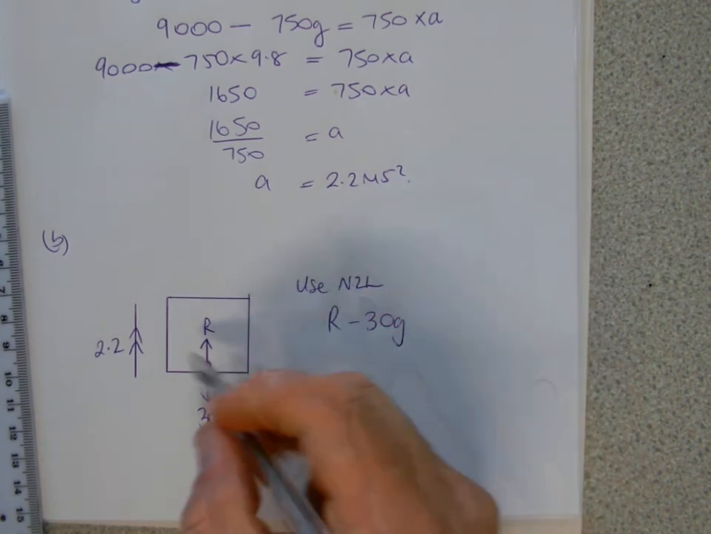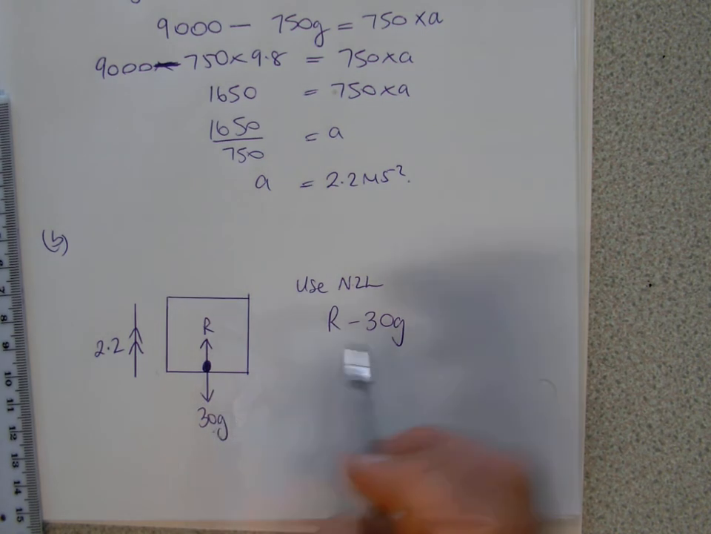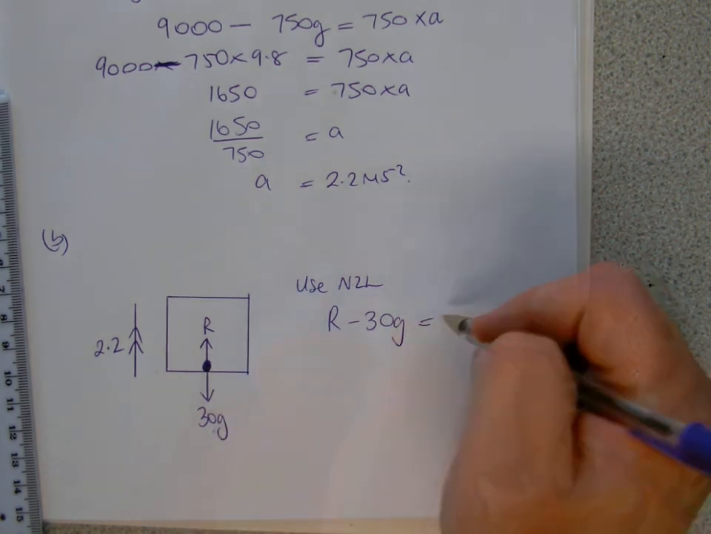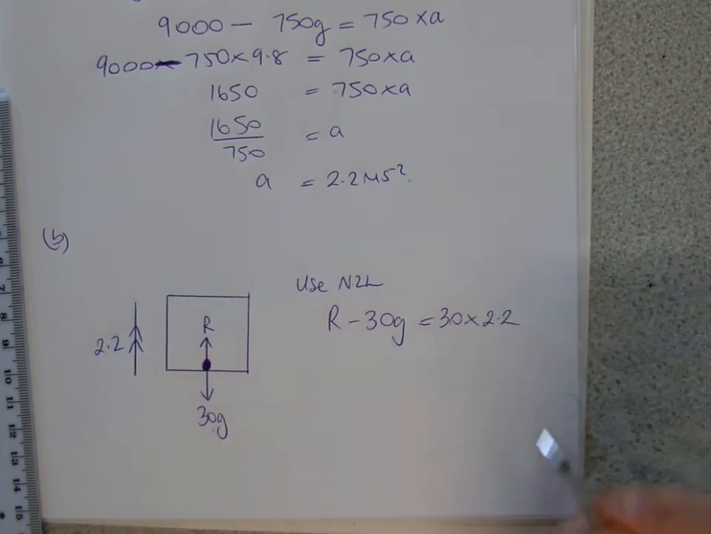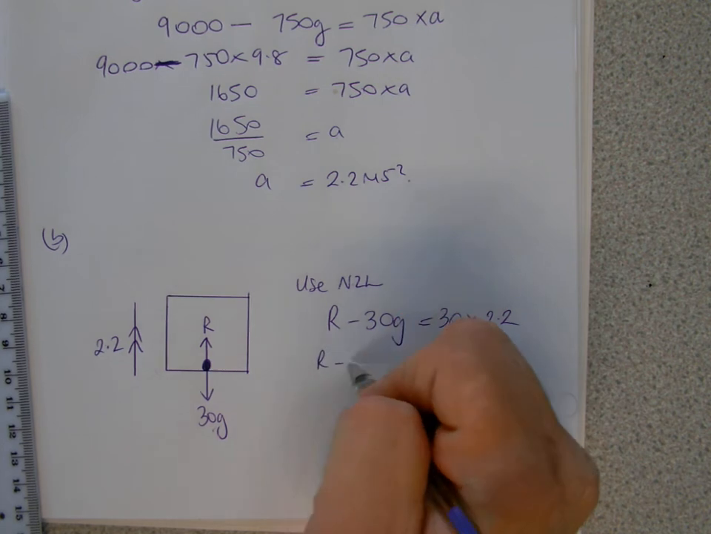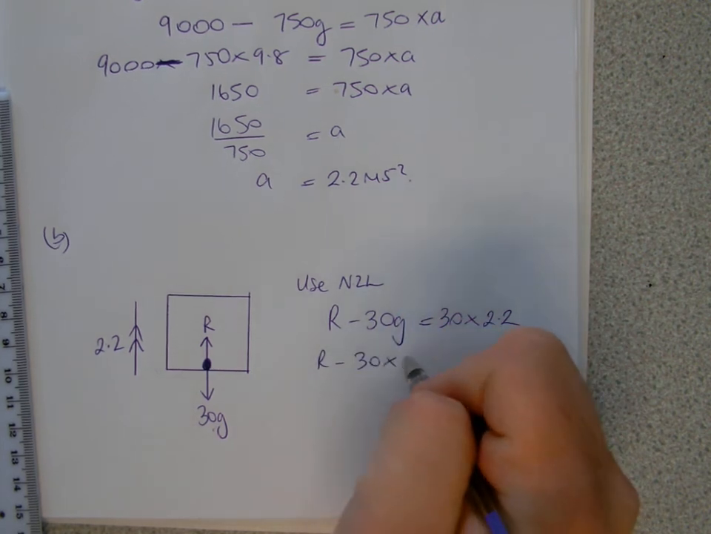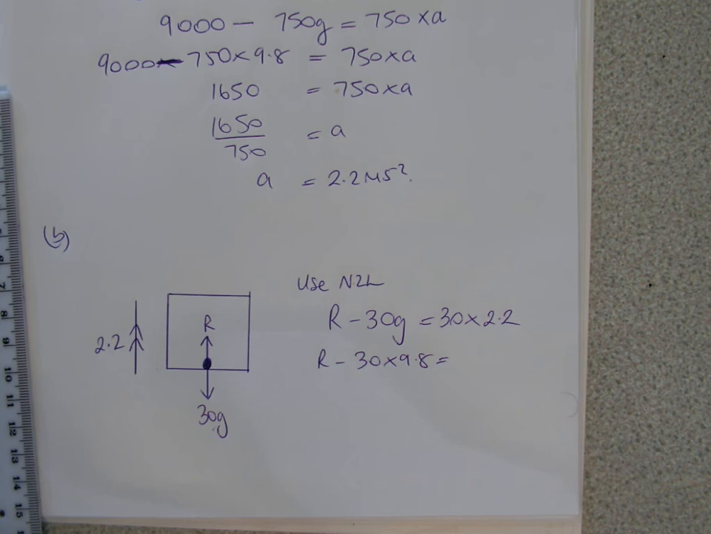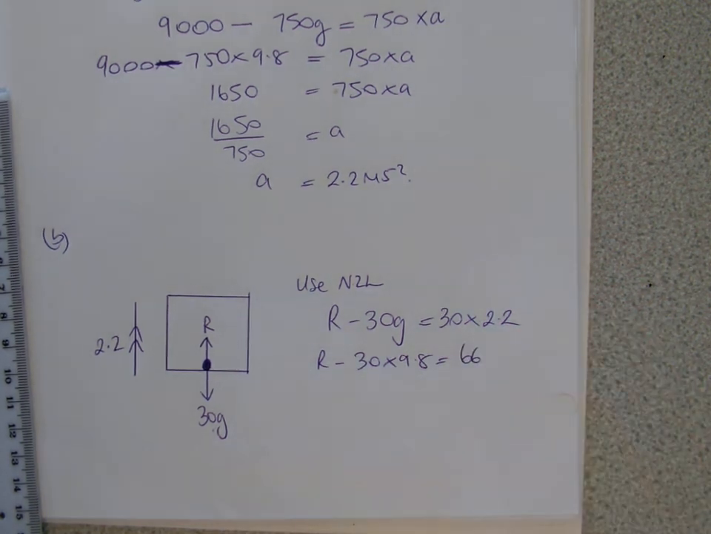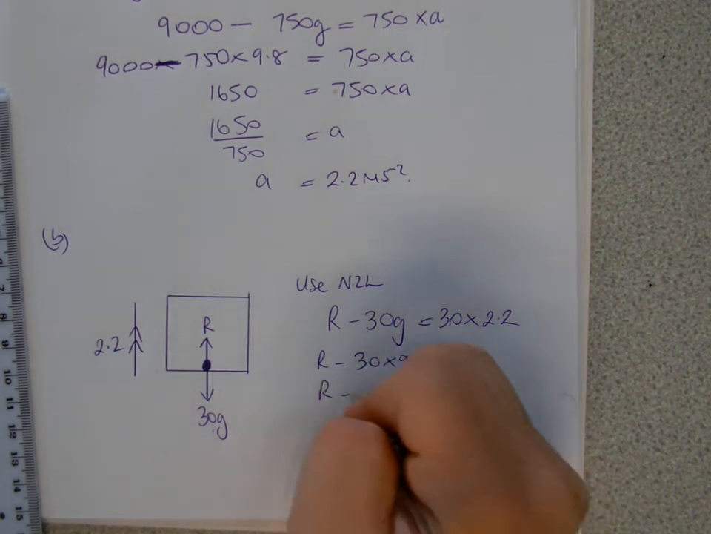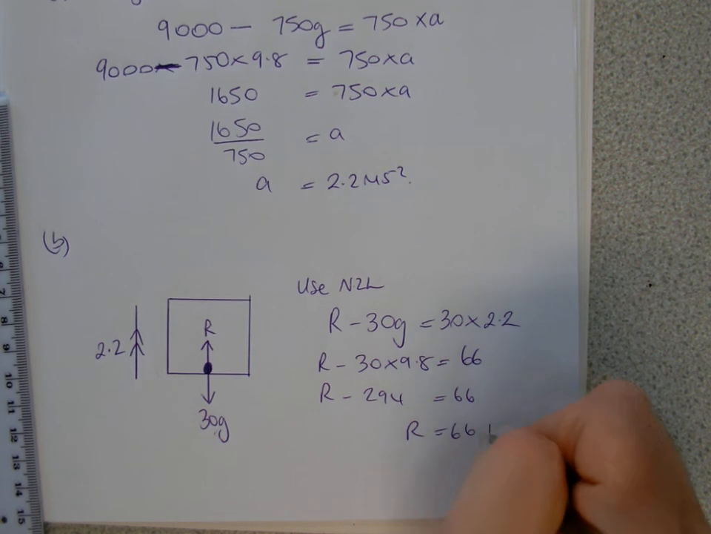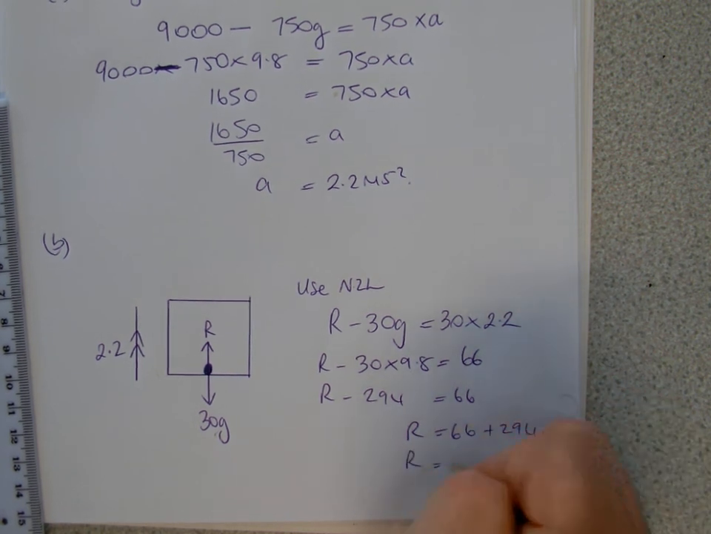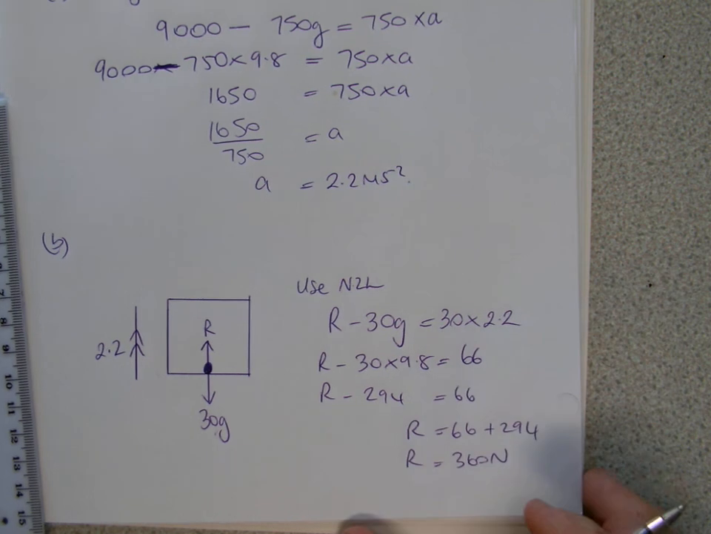So resolve in the direction of acceleration: R take away 30 g equals the mass, which is 30, times the acceleration, 2.2. So R take away 30 times 9.8 equals 30 times 2.2, which is 66. So R minus 294 equals 66. So R will equal 66 plus 294, which is equal to 360 newtons.